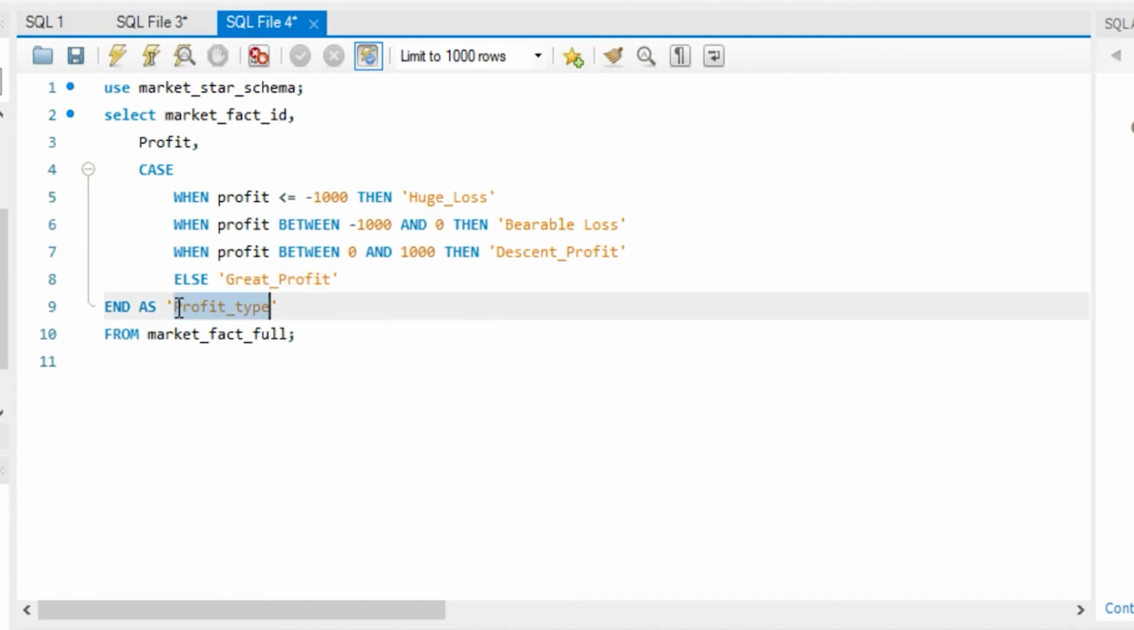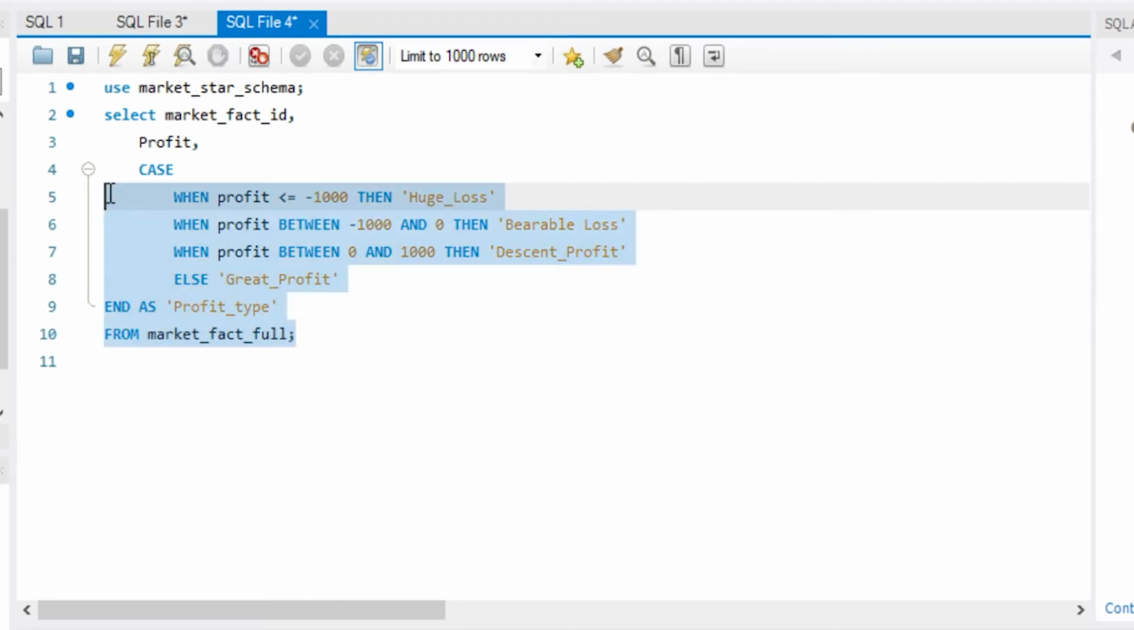And as profit type. We define the first condition using the when keyword and the result of that condition using the then keyword. In this way, we defined 3 conditions. And finally, if these conditions are false, we print the final output using the else keyword. And then we give the column name profit type by writing end as profit type. And we are using the market fact full table. In the last line, we will write from market fact full.